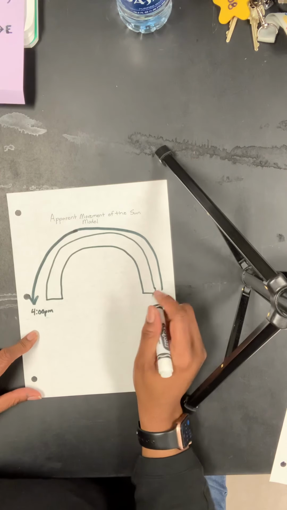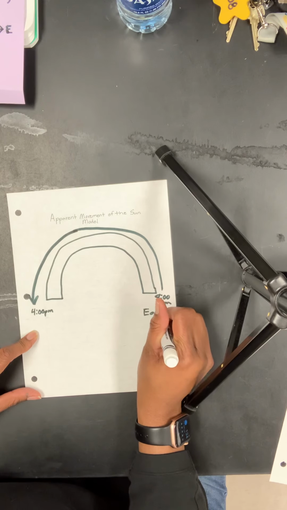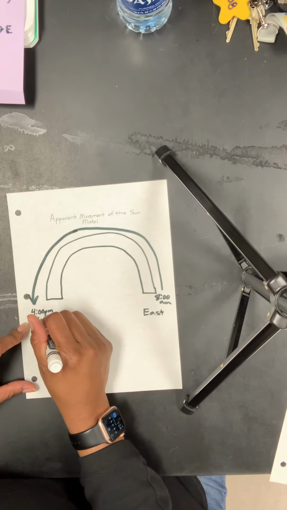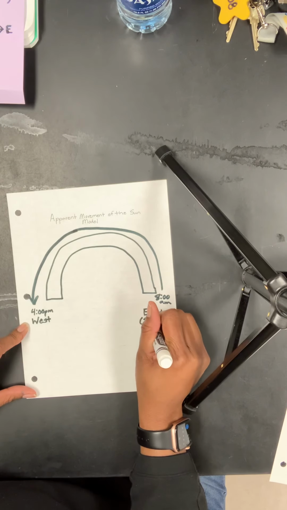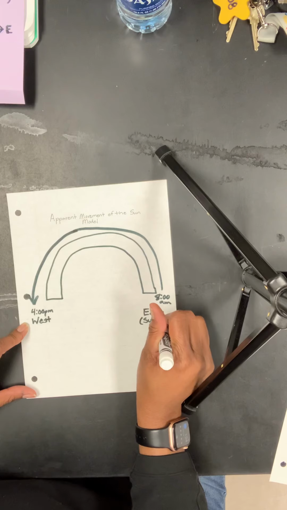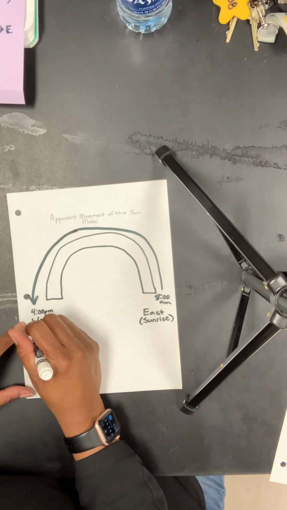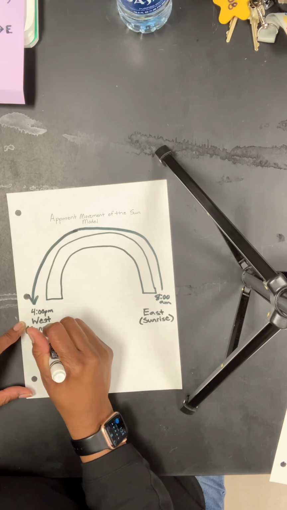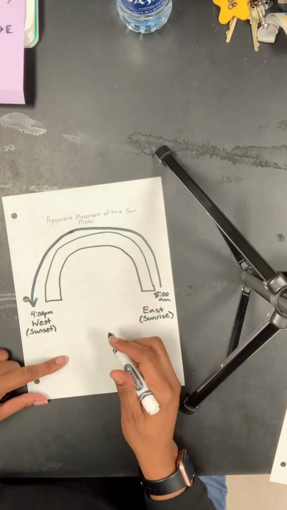Okay, we're also going to add in east here and west here. We'll add sunrise over here to remember the direction of the sun when it first comes out in the morning, and sunset over here to show the direction that the sun is setting as nighttime approaches.